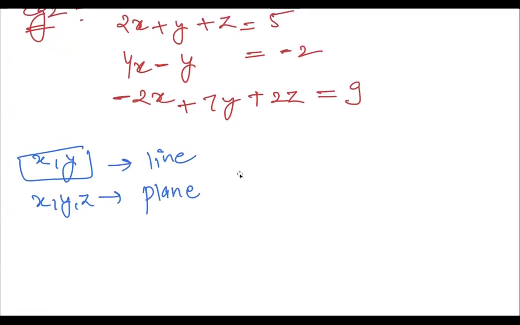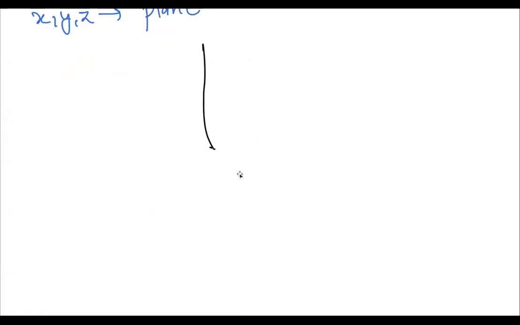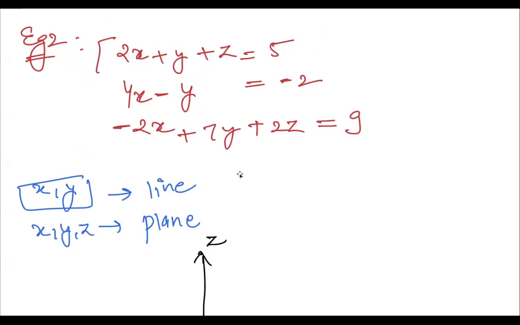So essentially, what we will do is, this is our x-axis, this is our y-axis and this is our z-axis. So what we will do is we will plot. This is one plane, this will be the second plane and this will be the third plane.